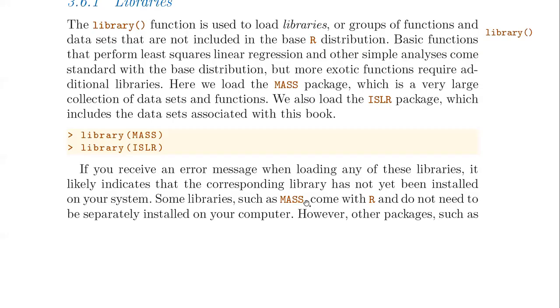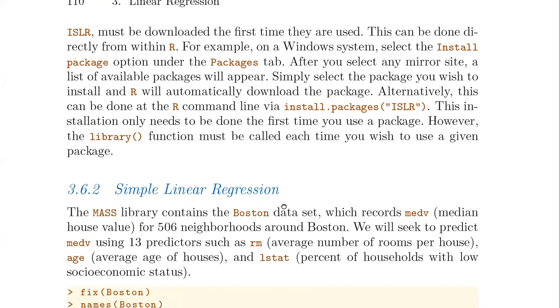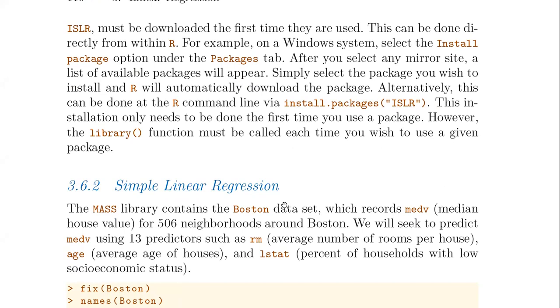If you receive an error message when loading any of these libraries, it likely indicates that the corresponding library has not yet been installed on your system. Some libraries, such as MASS, come with R and do not need to be separately installed on your computer. However, other packages, such as ISLR, must be downloaded the first time they are used. This can be done directly from within R.